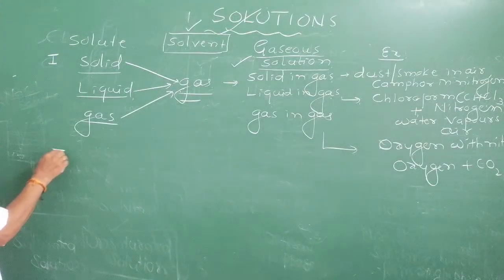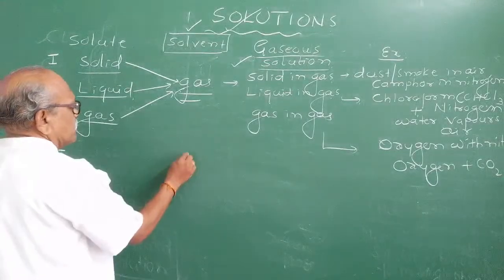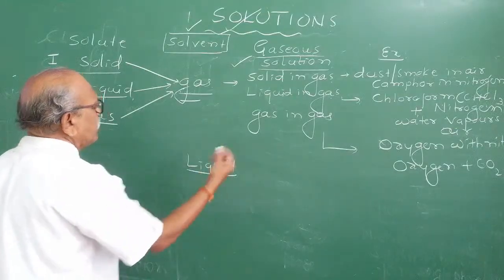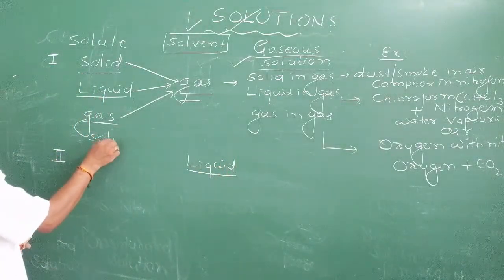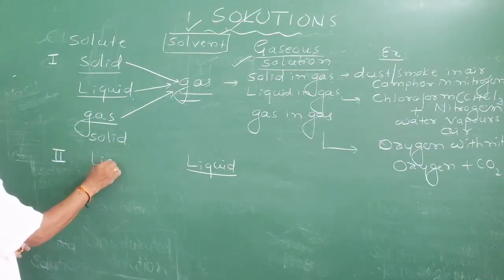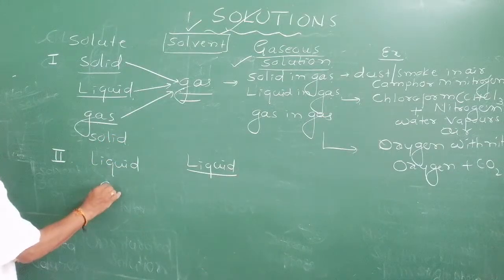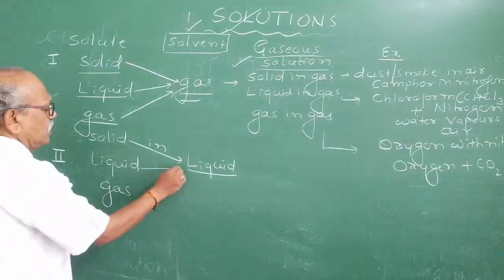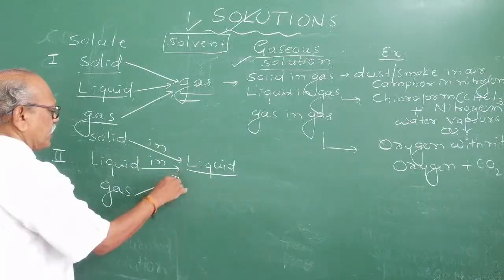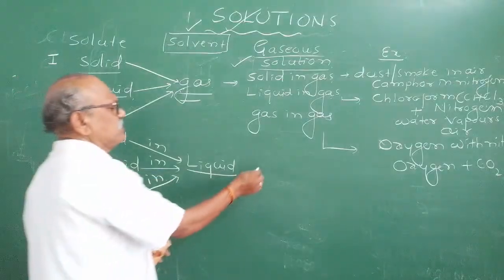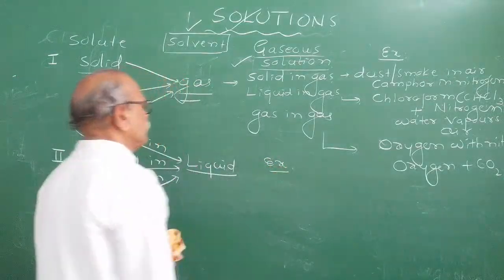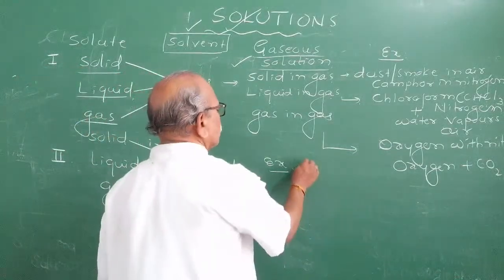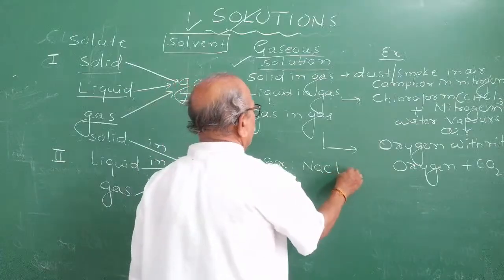If I change the solvent, instead of gas, I will take a solid or liquid. If the solvent is liquid like water, then again we will see solid, liquid, then gas. Solid in liquid is one type, liquid in liquid is another type, gas in liquid. Can you give examples for it? 3 types of solutions are possible and the state will be liquid. For example, just now we studied sodium chloride in water.